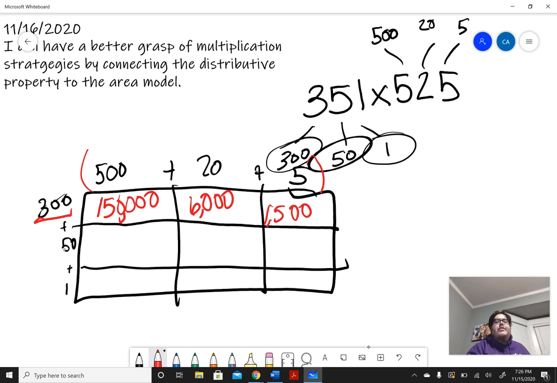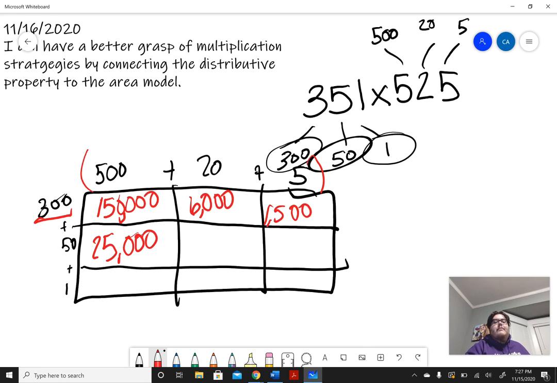Now we need to distribute the 50. Same deal. Numbers with numbers, words with words, using the associative property. 5 times 5 was 25. Then we had times 10 times 100. 10 times 100 is 1,000. 1,000 times 25 is 25,000.